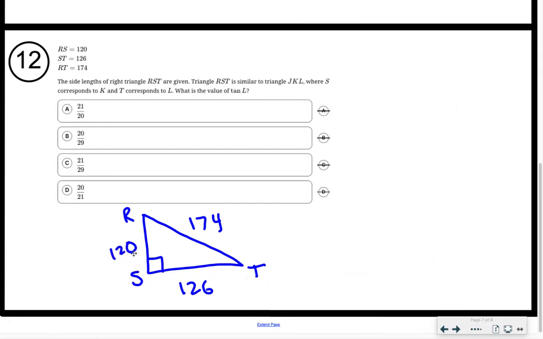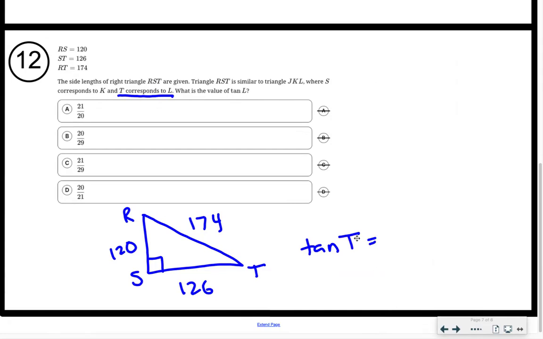Now here is the deal. They're asking for the tan of L, so a lot of times we think, oh no, now I need to draw JKL, and no, you don't. In similar triangles, the angles are congruent. So we just need to figure out which one of these angles goes with L. They tell us straight up here, T corresponds to L. So we're really finding the tan of T.